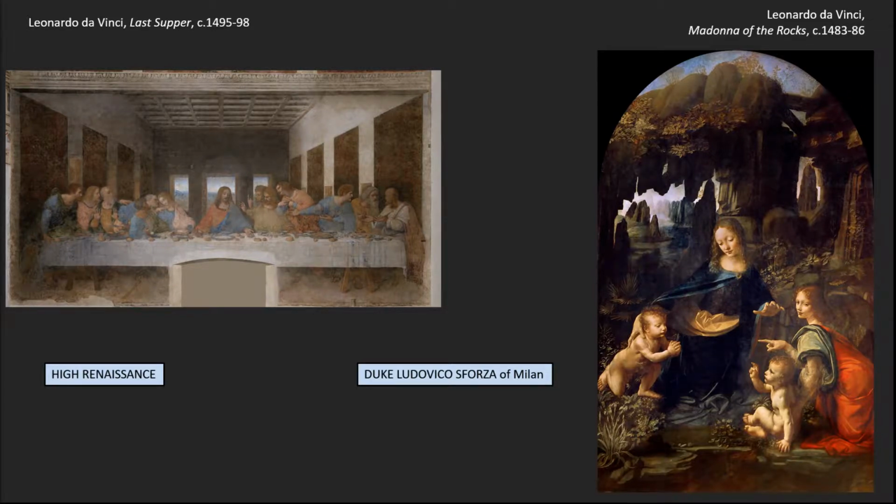And he has a number of projects that he does for Sforza. These are the two most prominent Sforza projects that have survived. One of them included a 35-foot equestrian statue of Ludovico on a horse riding into battle. And it was never completed. Typical, right? Never really completed.